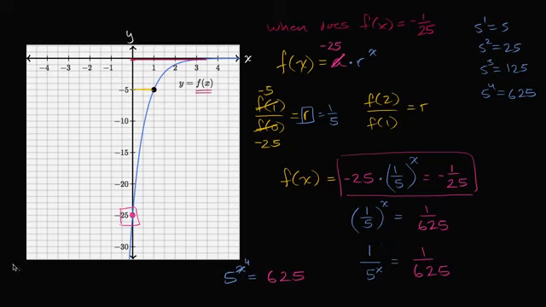So we can now say that f of 4 is equal to negative 1/25. And once again, you can verify that right over here. 1/5 to the fourth power is going to be 1 over 625. Negative 25 over positive 625 is going to be negative 1/25. So hopefully that clears things up a little bit.